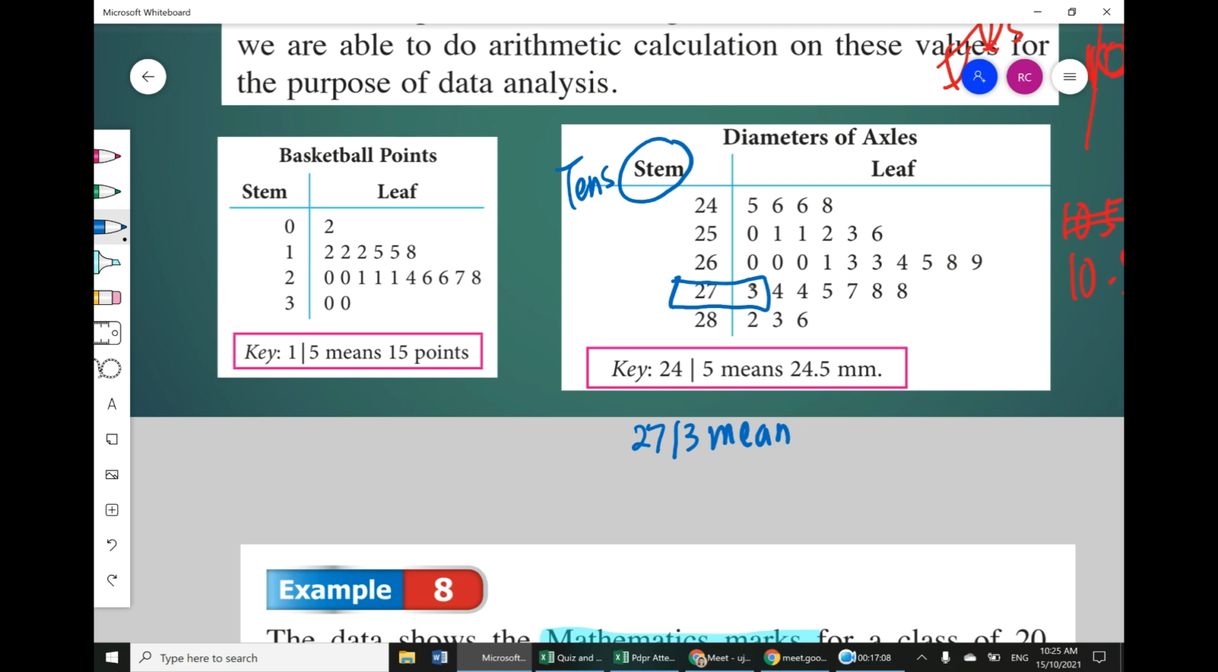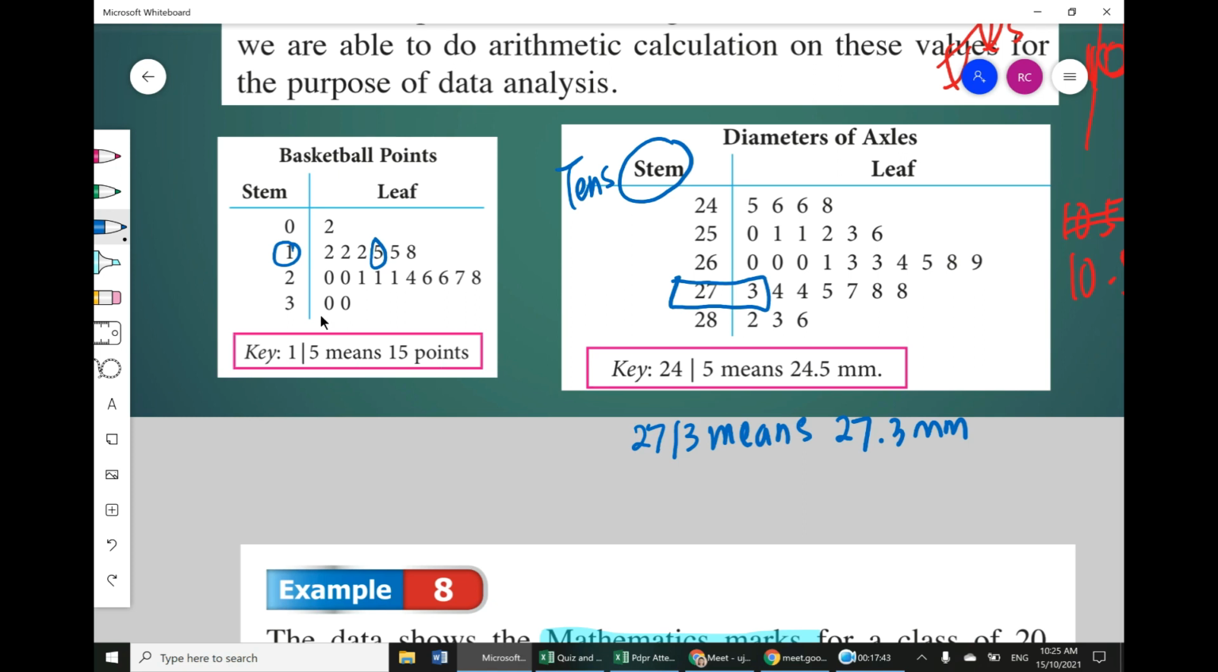Means 27.3 mm. Okay, now if you look at this one, to get the key, they didn't use the first letter anymore because it starts with 0. People were confused if it starts with 0. So they took other numbers from here, the 1 and the 5. So 1 dash, sorry, not stroke, I keep saying stroke. 1-5 means 15 points. That is how they get the key.